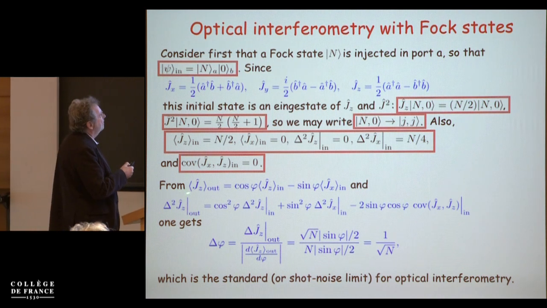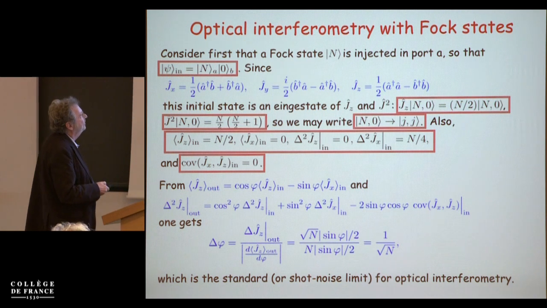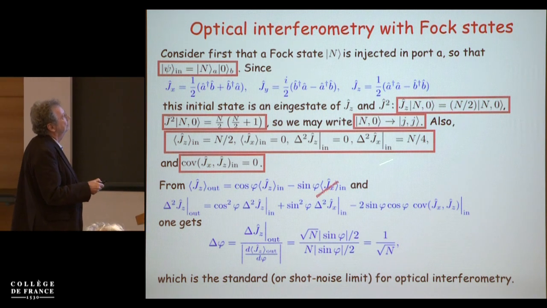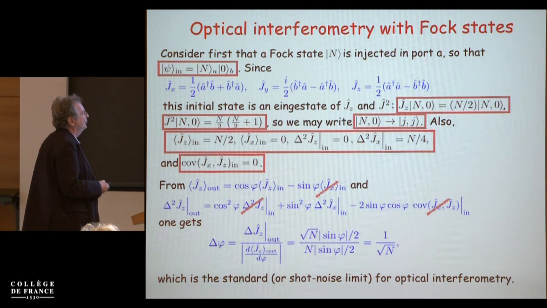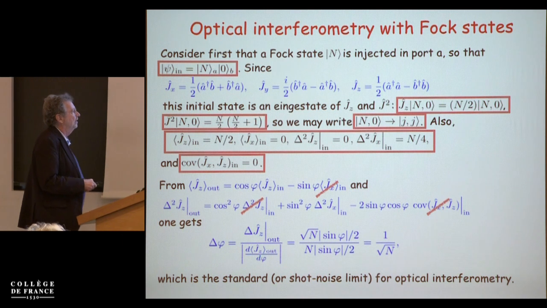Now, remember, we have these expressions here. This is 0 because of this. This is 0 because the covariance is 0. And the variance here of Jz is also equal to 0 because this is an eigenstate of Jz. So the expression simplifies. And now we can calculate the uncertainty in the phase through this error propagation formula.